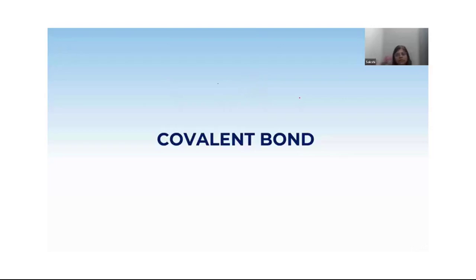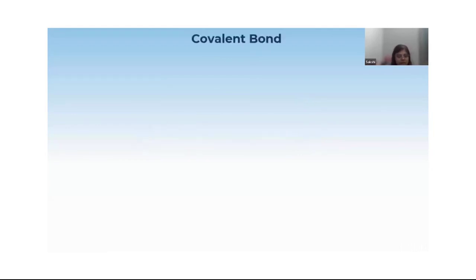Hello everyone. The topic that we are going to study today is covalent bond. This is from the chapter Chemical Bonding, chapter 4 of class 11 CBSE. Let us study what is covalent bonding. I think you all must have studied about this in class 9. Let us just revise.